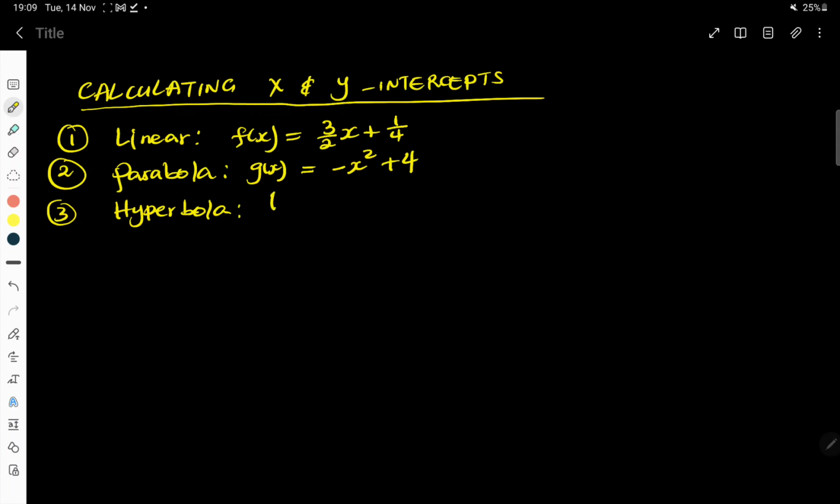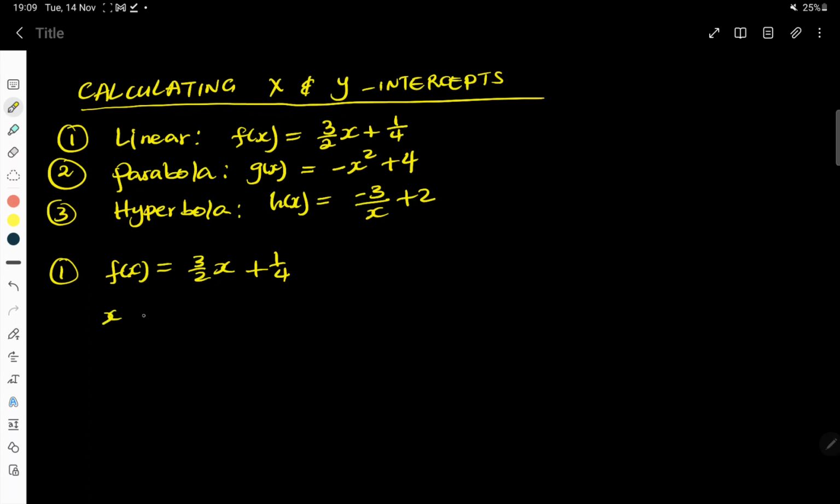And then hyperbola, let's say h of x is equal to negative 3 over x plus 2. It must be in this format, in a fraction format. Now let's start by calculating the x-intercept. For the first graph, a linear equation, f of x is equal to 3 over 2x plus 1 over 4.